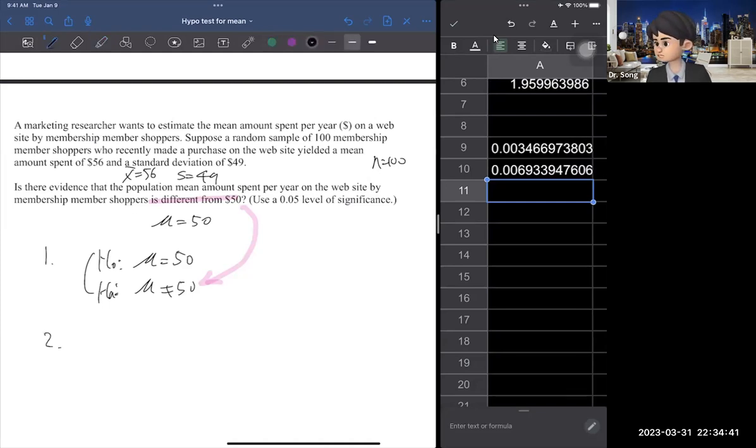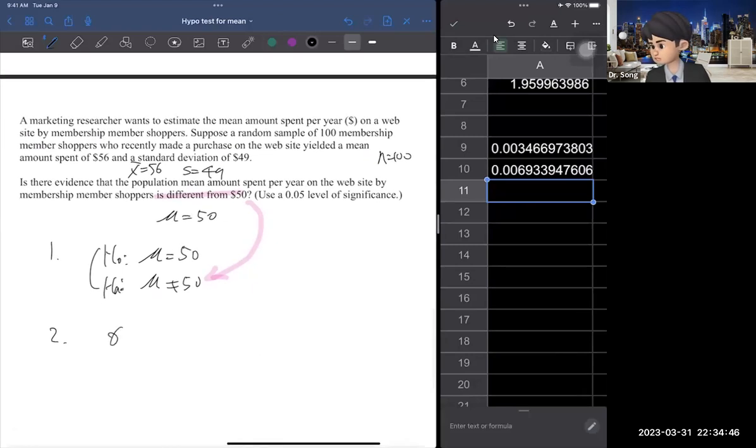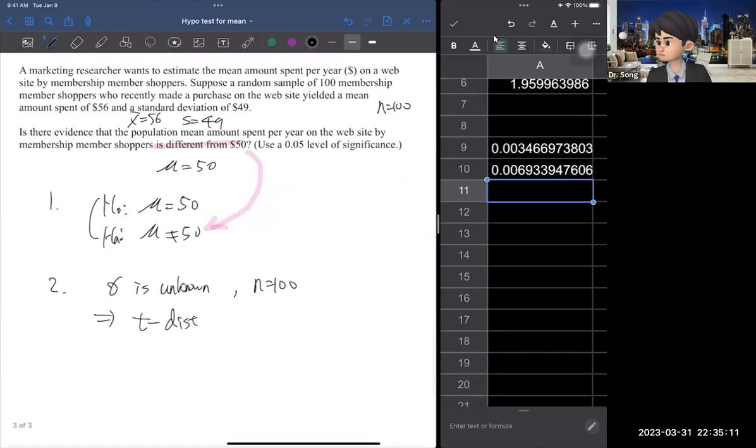And then the second step, we check the condition. In this question, we don't know the sigma. So sigma is unknown, right? But at least we have a pretty large sample, n equals 100. In that case, instead of using the normal distribution, we need to use a t-distribution. Because sigma is unknown, that means we cannot use the normal distribution anymore. Sigma known is a strong assumption, right? So in general, we use a t-distribution for the mean.